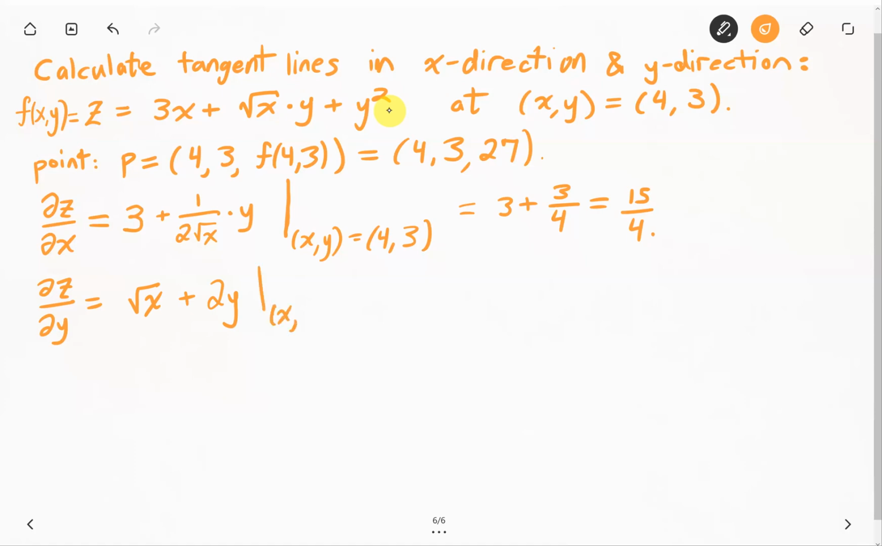Once again, we'll evaluate this when x comma y is equal to 4, 3. And so square root of 4 is 2. 2 times 3 is 6. 2 plus 6 is 8. All right, this will help us put together our slope vectors in each case. And so now finally, the tangent line.